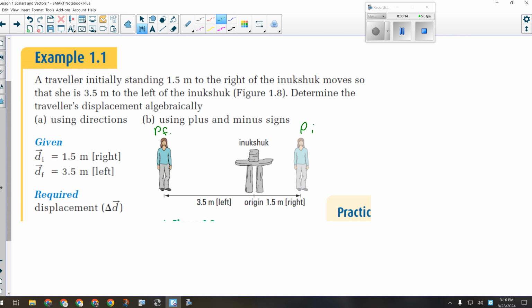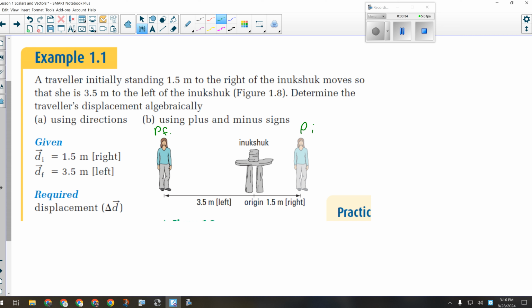Right now, we can kind of do that almost commonsensically. We can just look at that picture and go, okay, they went 1.5, then they went 3.5, they went 5 meters to the left. We can kind of see that in the question, right? They went 1.5, then they went 3.5, that's 5 to the left.